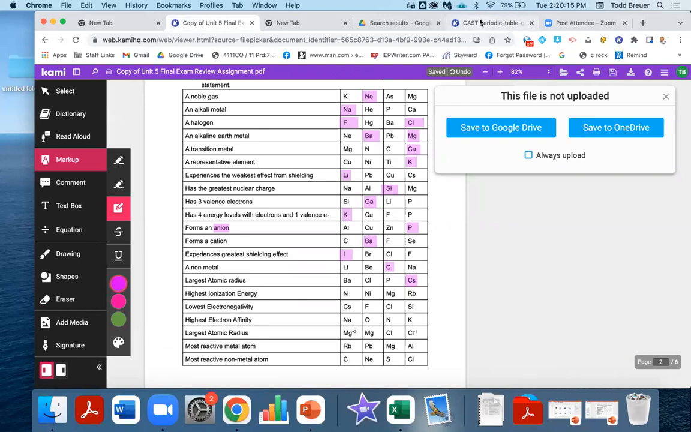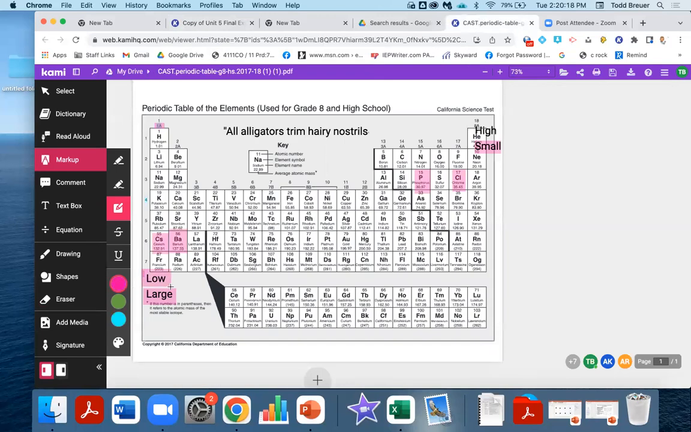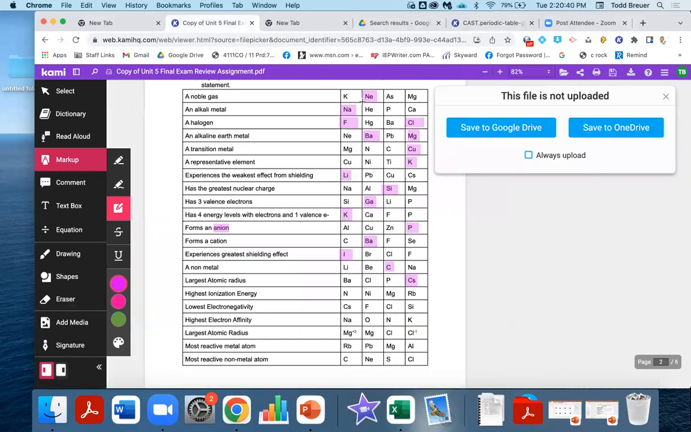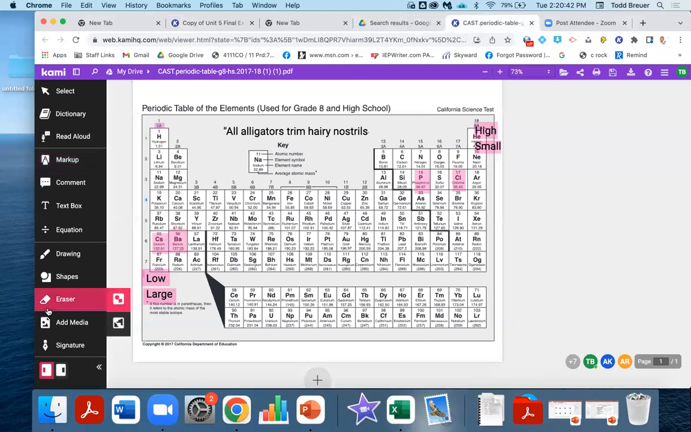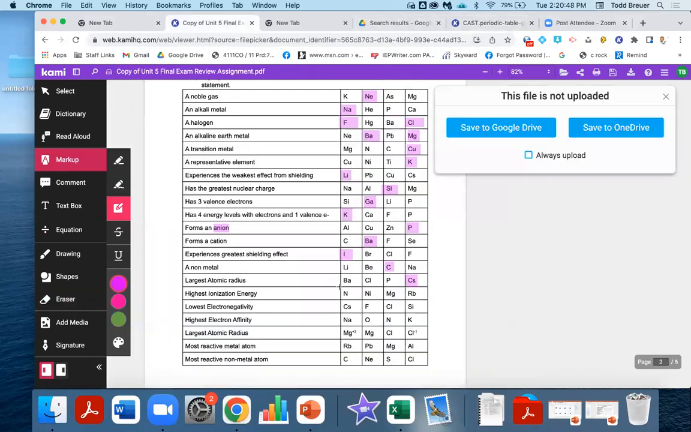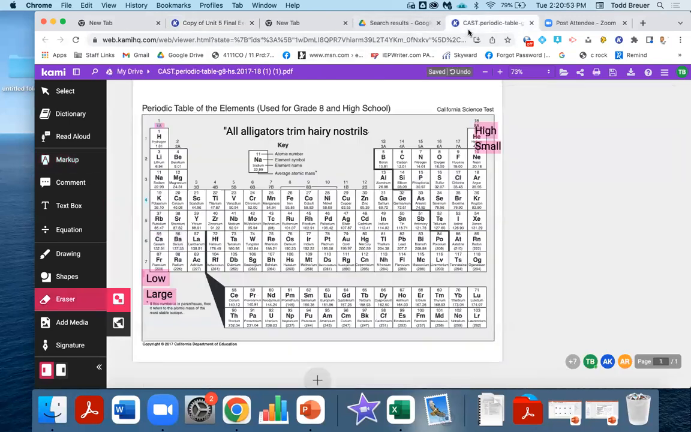Highest ionization energy. Now we go back to our periodic table. The words low, lower left corner, high, upper right corner. Those will mark regions where we find our patterns that relate to electronegativity, ionization energy, electron affinity. So when we're looking at this, this says highest ionization energy. Let's clean up the choices here so we can mark our periodic table, and we'll mark our choices here. We got nitrogen, nickel, magnesium, rubidium. So let's mark those up.